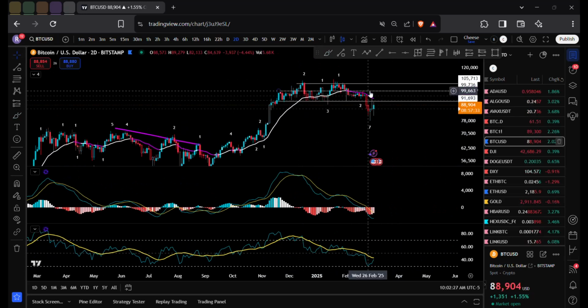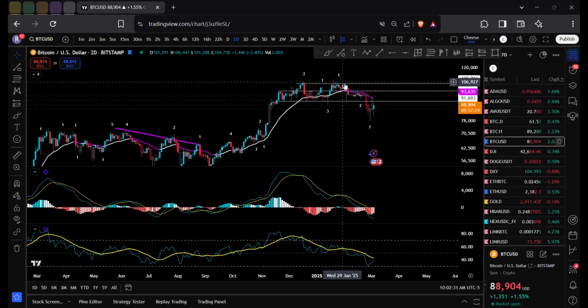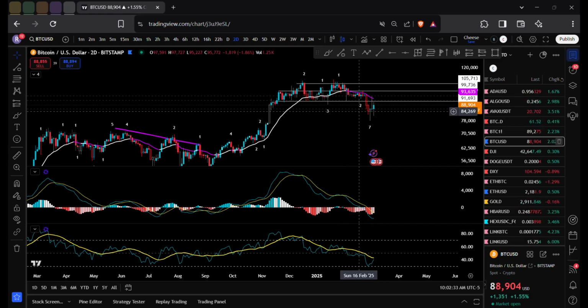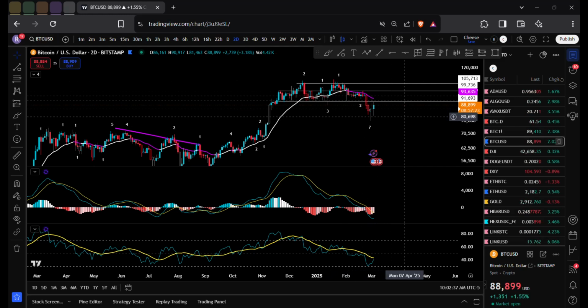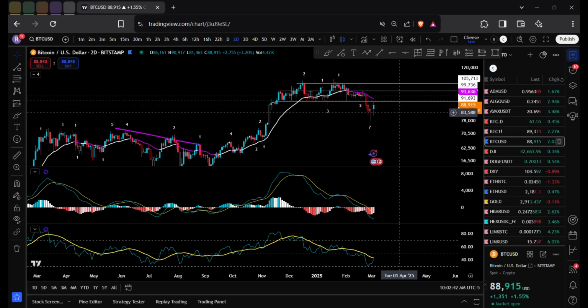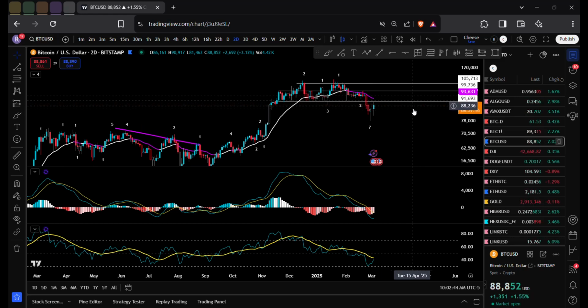I don't think we break 99 or 102,000, right? We stay below the 105 over here, and because of that, we have potential to lose all of those gains. And then we have to see if we come back down to the 83.5 or we form something higher.